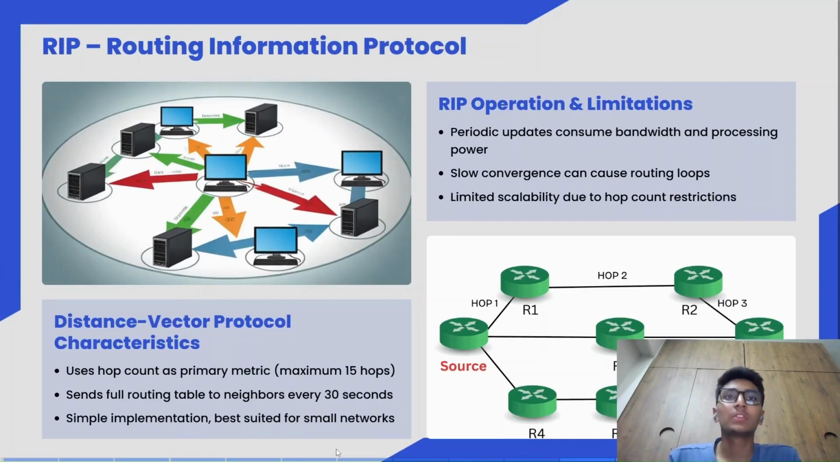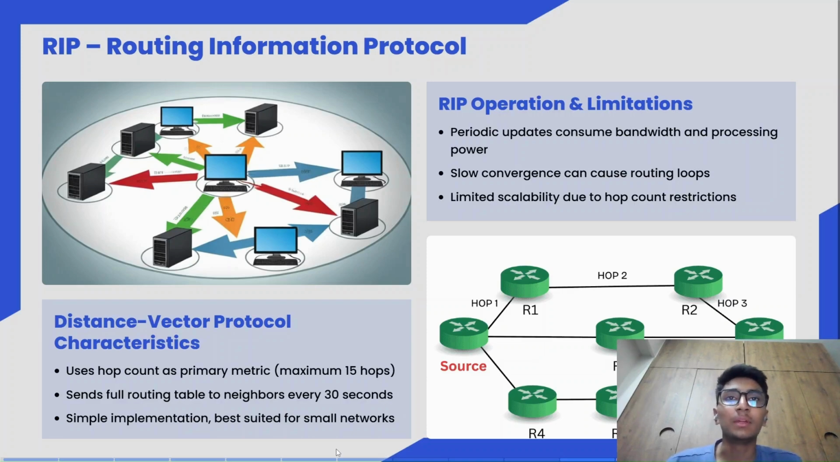The convergence speed for the distance vector is slow, whereas for the link state it is faster. So our next topic is Routing Information Protocol. It is a classic example of a distance vector protocol. The characteristics of Routing Information Protocol are that it uses hop count as a primary metric. A router typically sends its full routing table to its neighbors every 30 seconds.